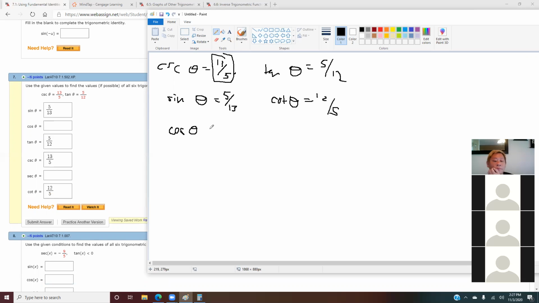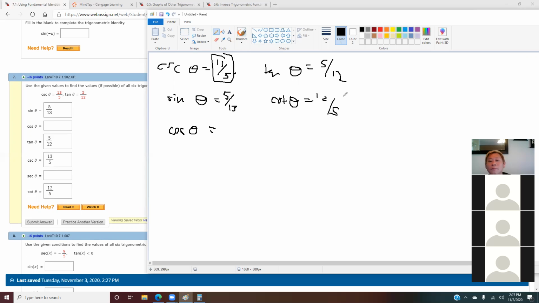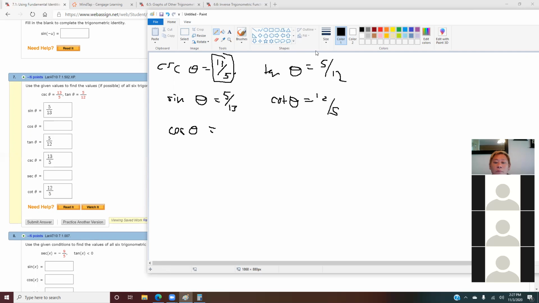Well, you already know from tan theta that the adjacent side is 12, so that would just be the adjacent over the hypotenuse. So you can use that. So this is tangent theta, so this is 5 over 12.